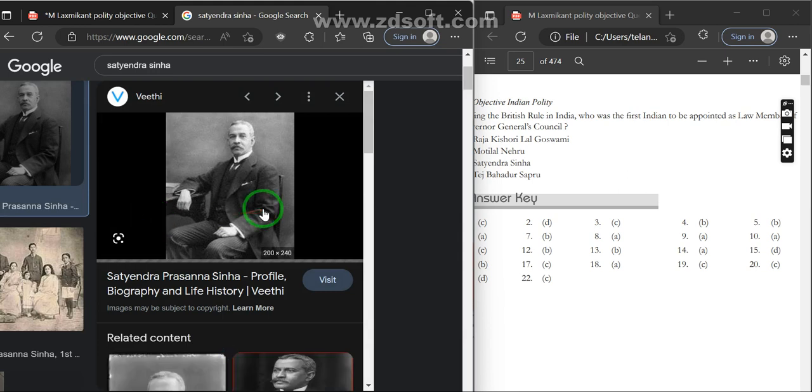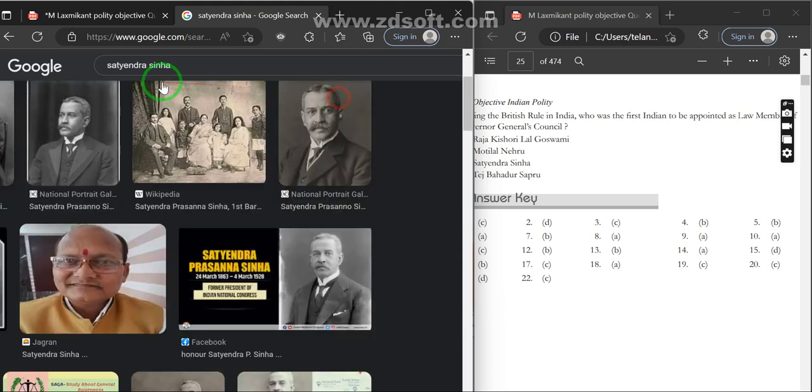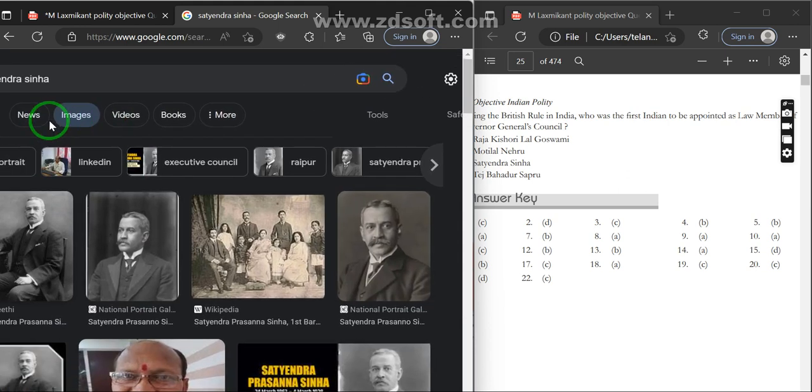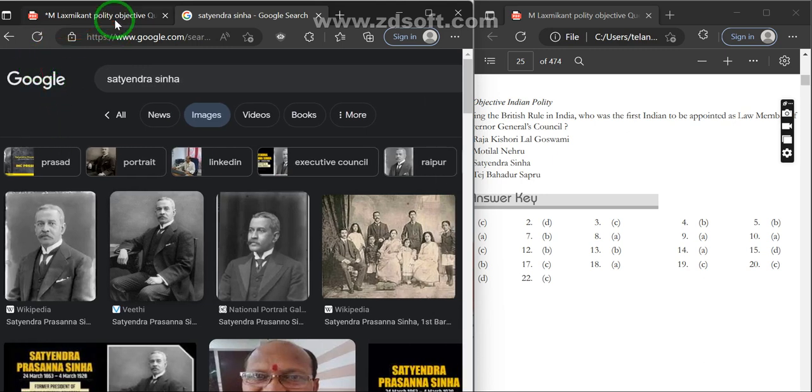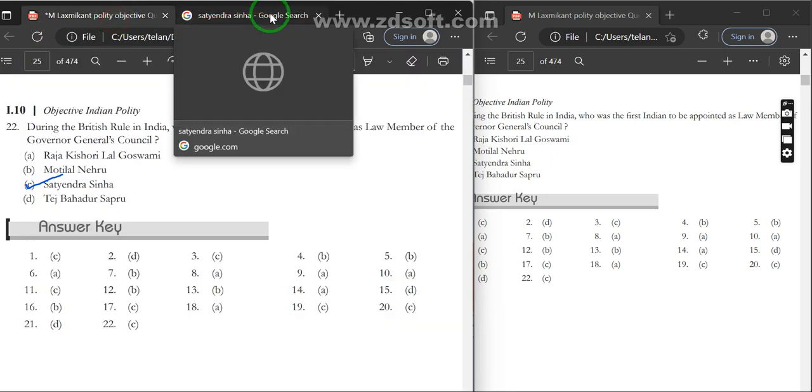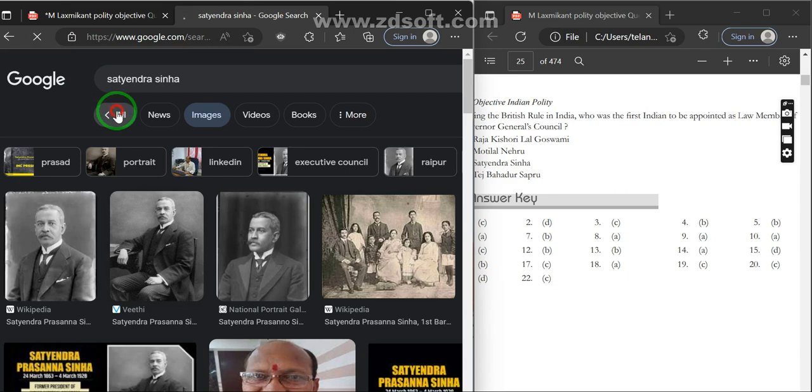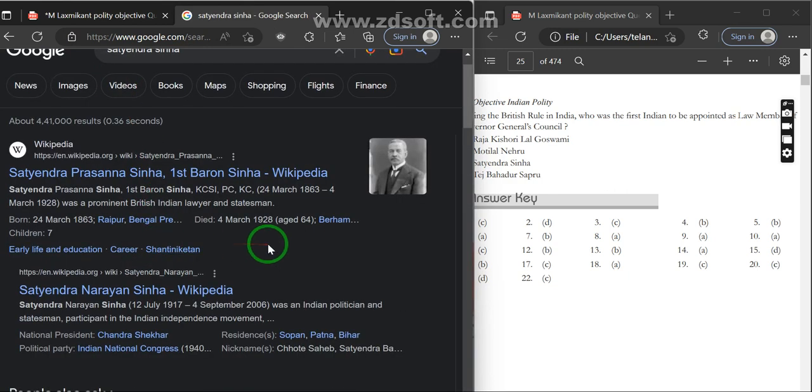So this is the person who was put into the Governor General's Executive Council as a law member for the first time. He was born in 1863 and died in 1928.